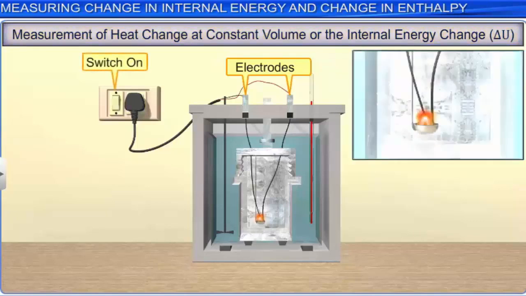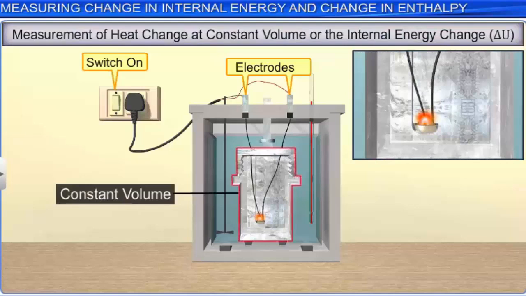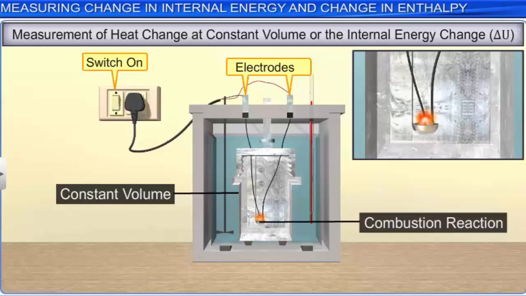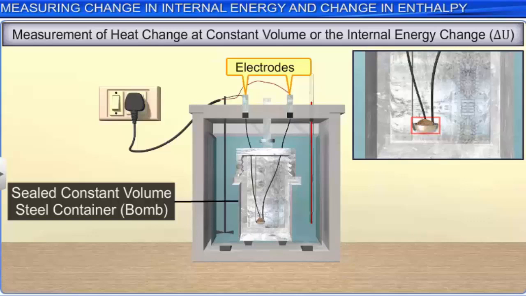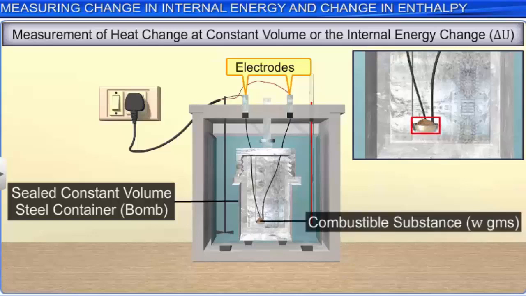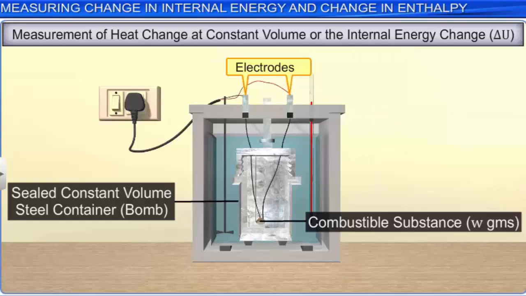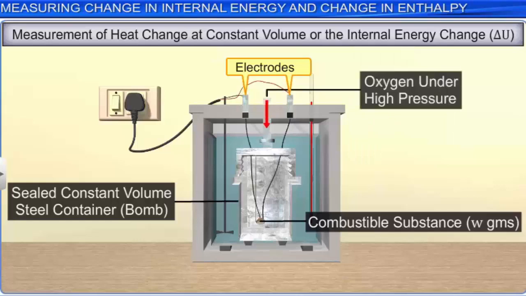The reactions that can be most easily studied under constant volume conditions are the combustion reactions, and the apparatus used for this purpose is called the bomb calorimeter. It consists of a sealed constant volume steel container known as the bomb, in which the reaction takes place. The bomb can withstand high pressures. A known mass W grams of a combustible substance is placed in the bomb, and oxygen under high pressure is introduced into the bomb.